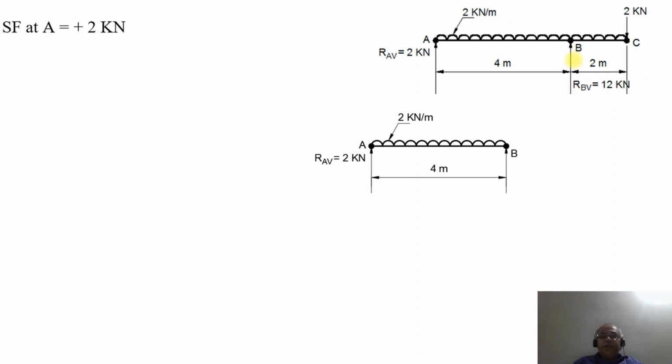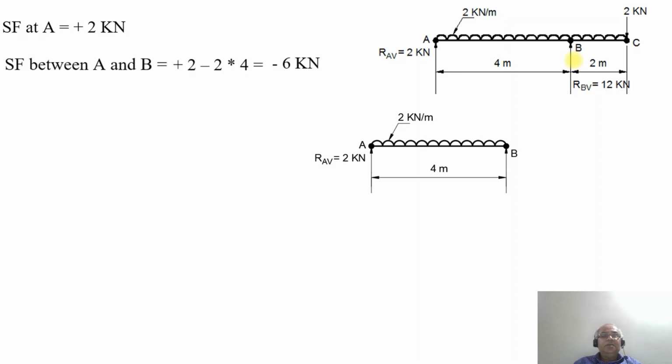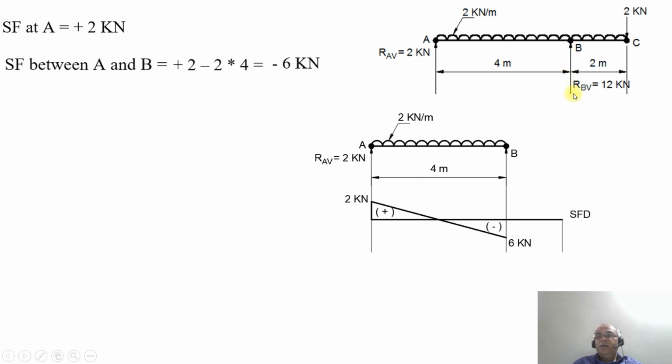So SF at A will be equal to plus 2 kilonewton, which is acting upwards. It's positive. Between A and B, what happens? SF will be plus 2 minus 4 into 2. So plus 2 minus 2 into 4 will be equal to minus 6 kilonewton. So SF drops from 2 kilonewton positive to negative 6 kilonewton at the point B, when you are not considering the point load, which is RBV, equal to 12 kilonewton.